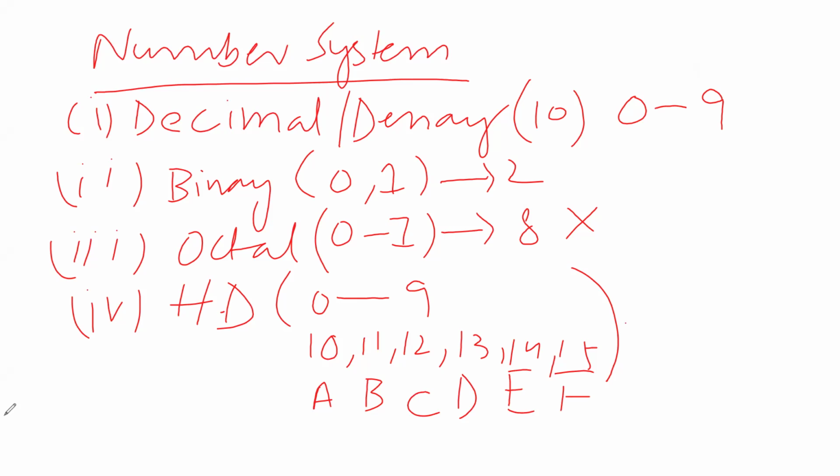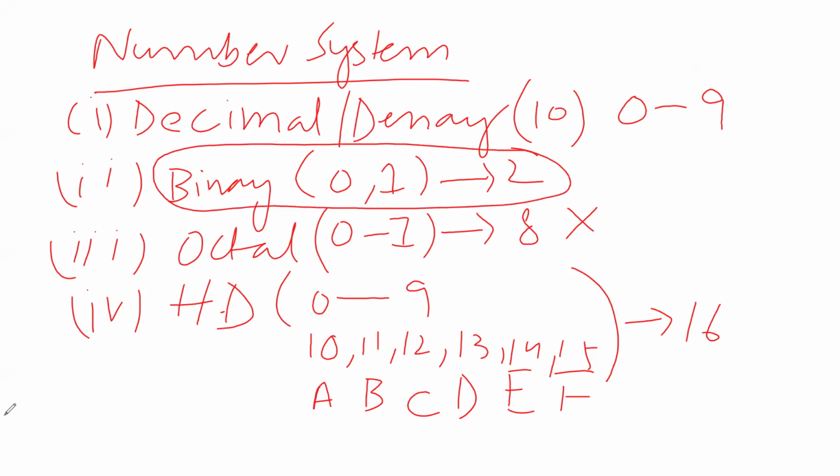And its base value is 16. Hexadecimal means 16. So why are we using number systems? Basically, the computer only understands these number systems, and we also call it computer language. You know that. This is computer language. So that is why we need to understand all number systems.